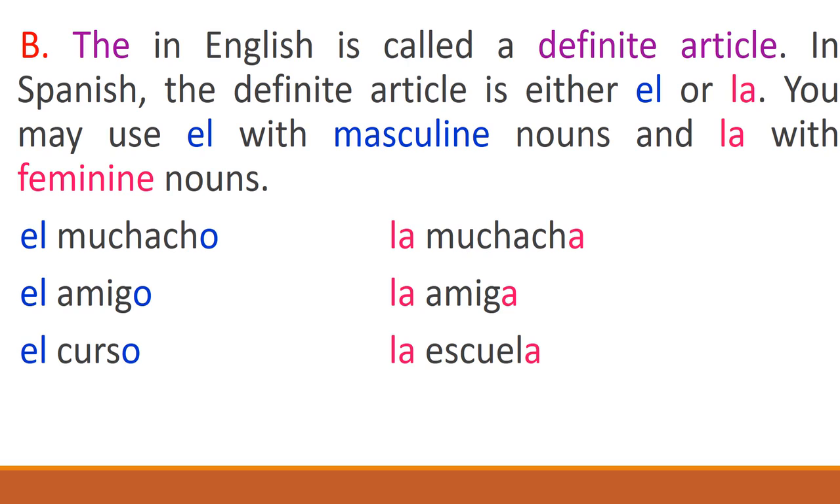Muchacho, amigo, and curso, they're masculino. How? Because if you remember, almost all the nouns that end with an O are gonna be masculinos. Muchacha, amiga, and escuela are femeninos. Why? Because almost all the nouns that end with an A are gonna be femenino. That's why we're gonna be using la, and in the previous case, we're gonna be using el.